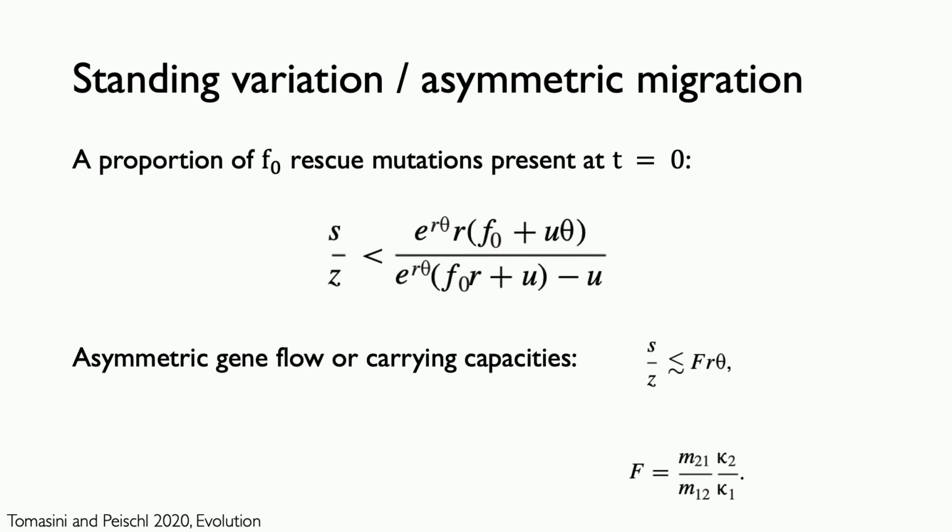This is just a small note, so if somebody's interested in this, you can look at our recent paper. We can also extend this to include standing genetic variation, which isn't really changing much. It just dilutes the advantage of gene flow a little bit. We can also include asymmetric gene flow or carrying capacities. So essentially, we then have this F index, which gives us the degree of asymmetry in the model and modifies our equation a little bit.